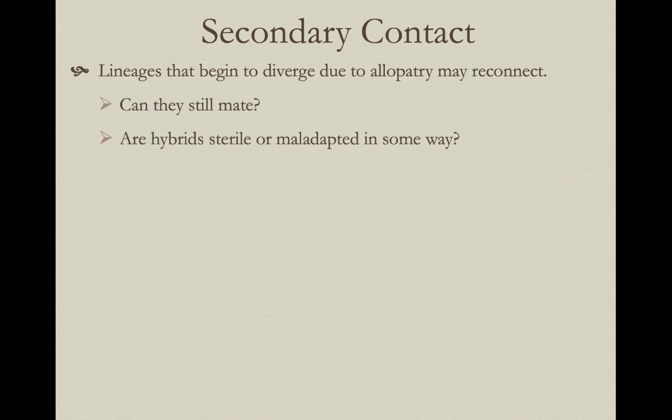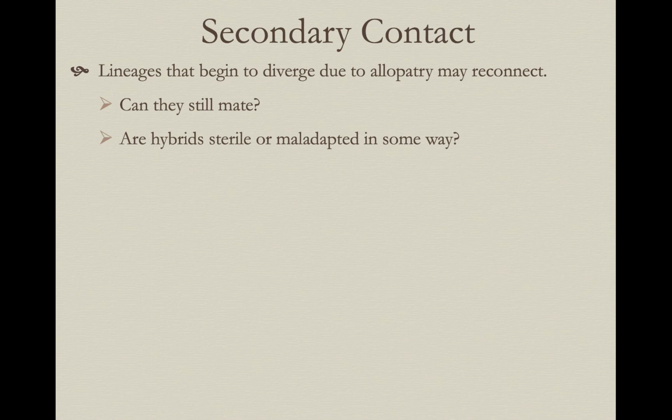So we've talked about how you get genetic isolation, and during the period of genetic isolation, you may get genetic distinctions coming about. But what happens if these two potentially new species come into secondary contact, so that the genetic isolation has the potential to dissolve? So if we have two lineages that started off diverging due to allopatry, but then they become sympatric again, the question is, can they still mate? And if they don't, no big deal, right? Then you've clearly established that they're new species.